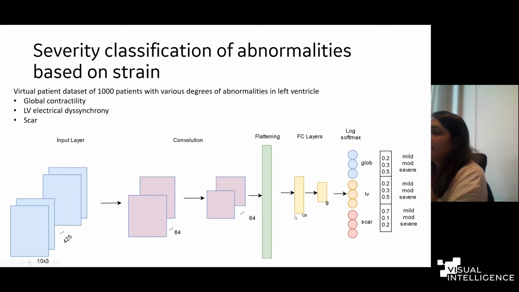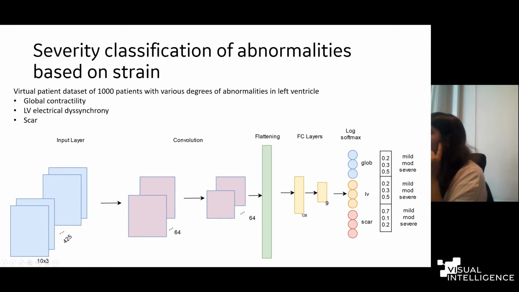So to go into more detail of the architecture, it's actually a simple convolutional neural network with a very shallow architecture of 2 convolutional layers, one flattening, and then 2 fully connected layers.